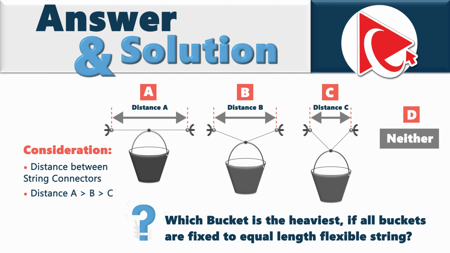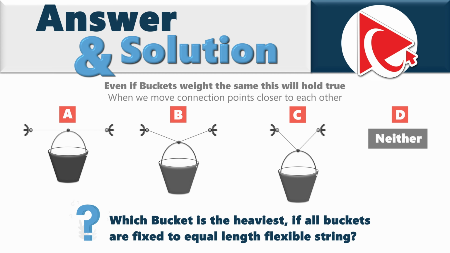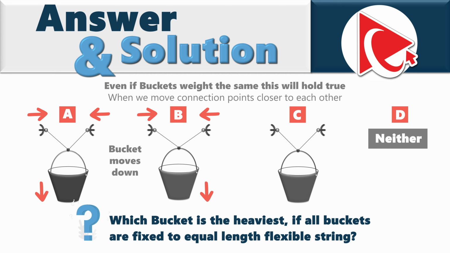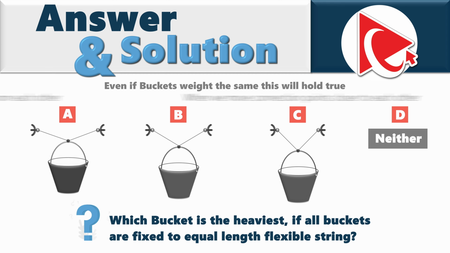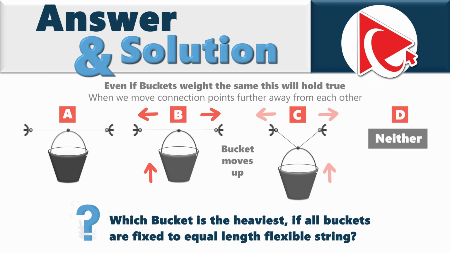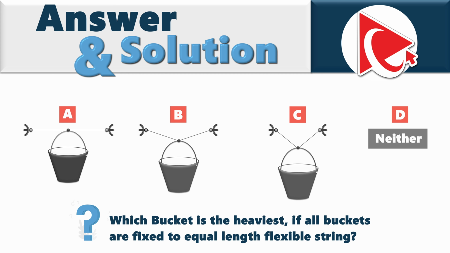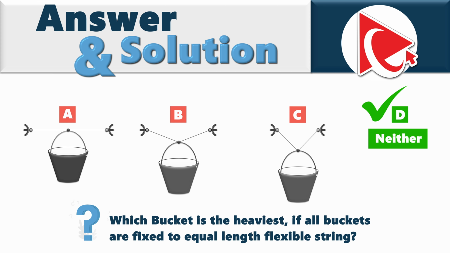But it becomes obvious that because the distance between connectors is shortening, it's impossible to determine which bucket is the heaviest, since shortening of the distance from A to C can explain the lower positioning of the bucket, even if buckets would have the same weight. Think about it, because it's very logical. Even if the buckets would be of the same weight, by shortening the distance between string connectors, you will be able to lower the bucket. Based on this, I can conclude that the correct answer here is choice D, neither.